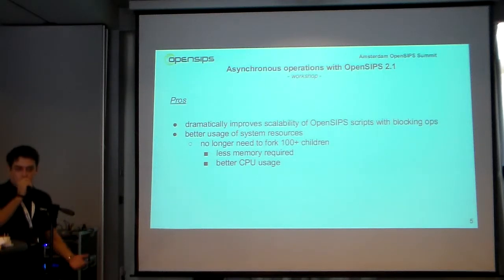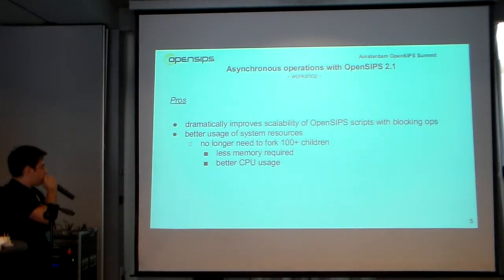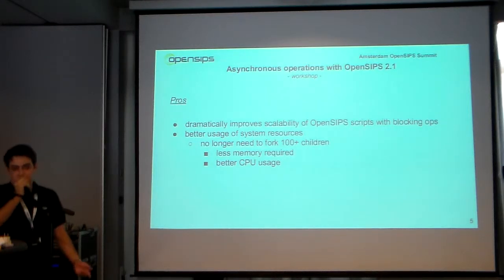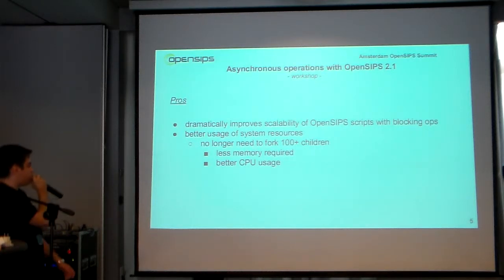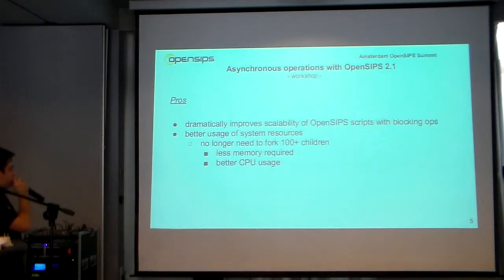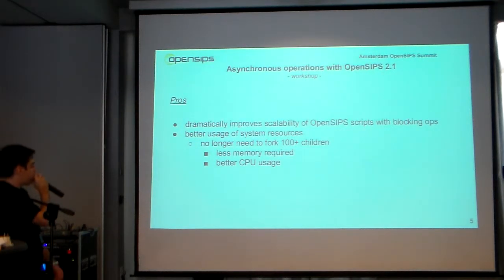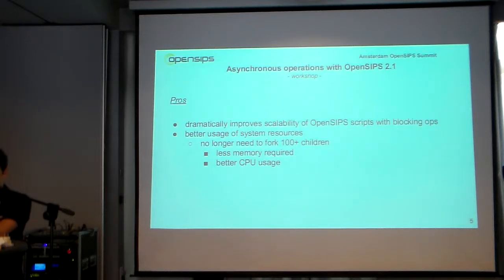So this will have the immediate effect of dramatically improving the scalability of scripts which perform blocking operations, of course. Some of you might simply not use a costly call for each incoming invite. But for those of you who do perform such operations, the async functions will make much better use of the system resources, and you won't need to fork so many children to handle all the jobs.